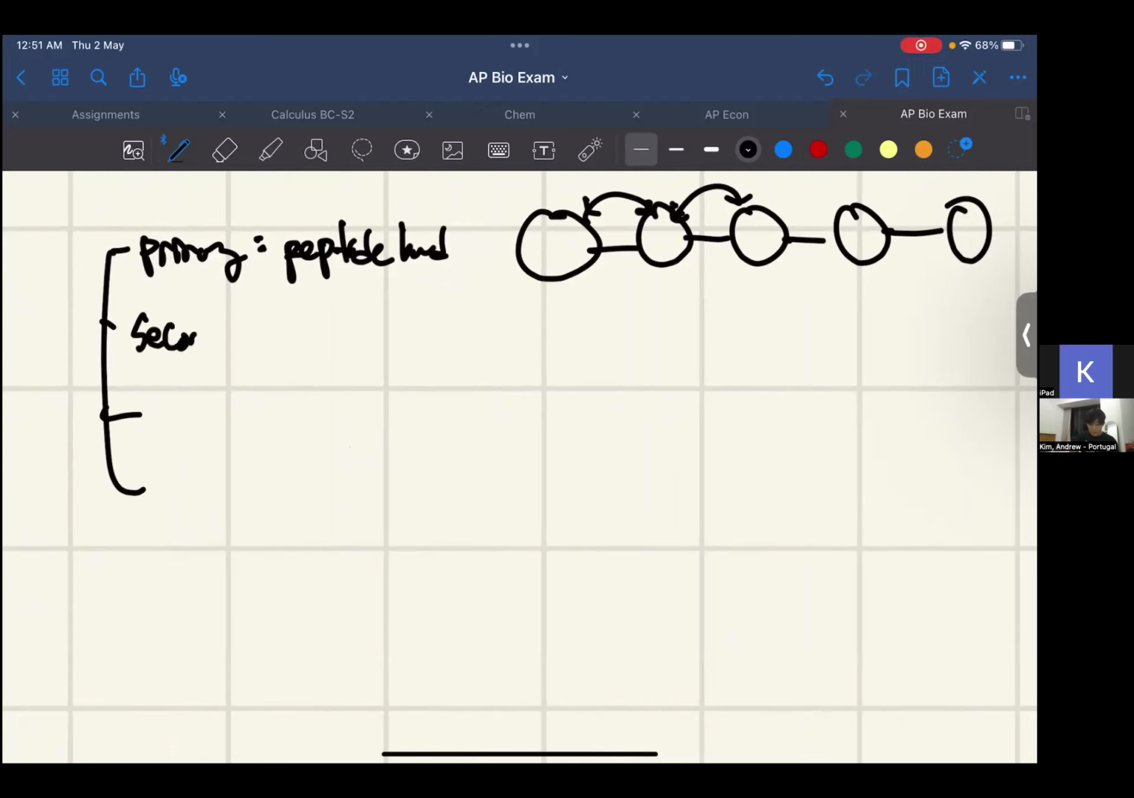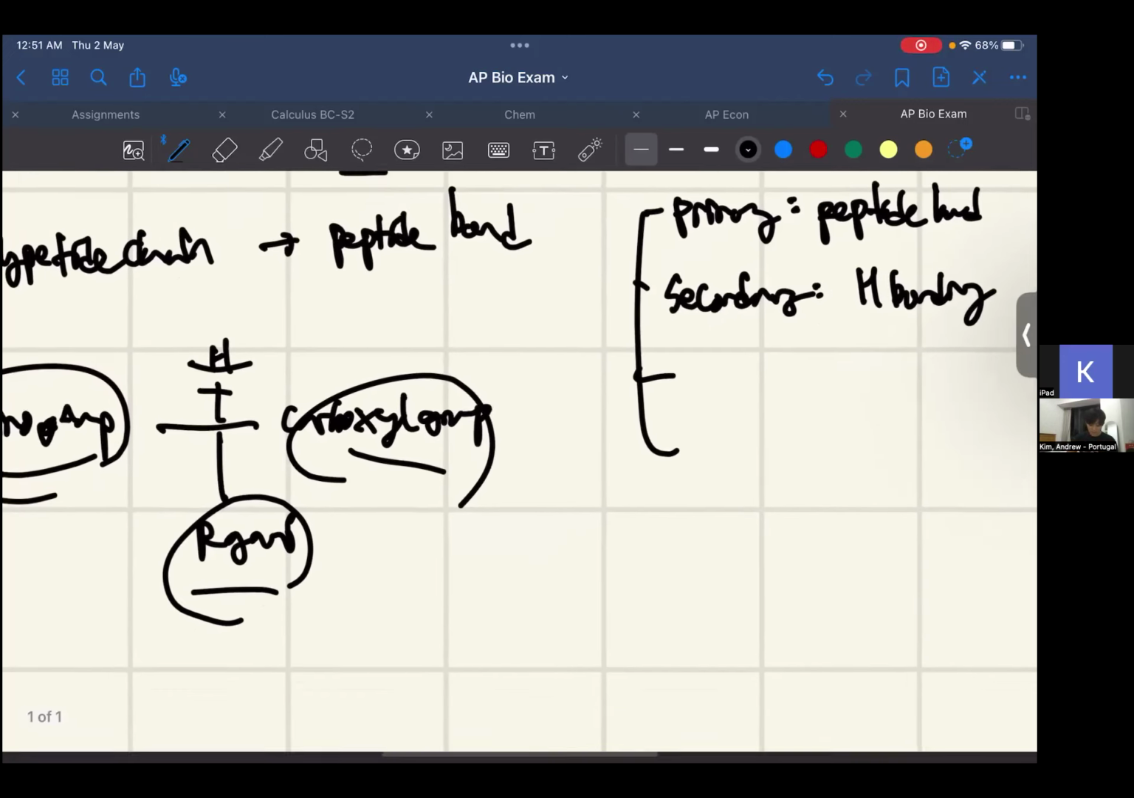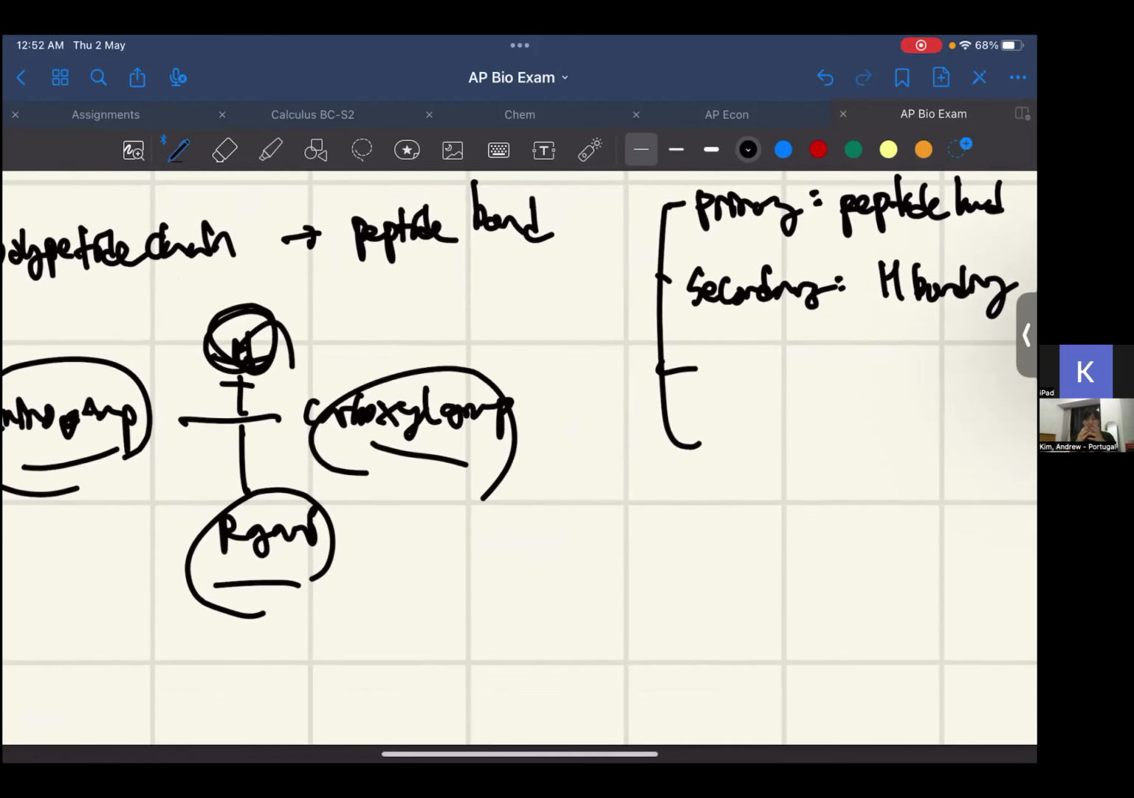Now, the secondary structure of a protein polymer is formed by H bonding. Now, what happens is, as you can see, there's this one random H sticking out, right? This one random H forms hydrogen bonding between different amino acids.